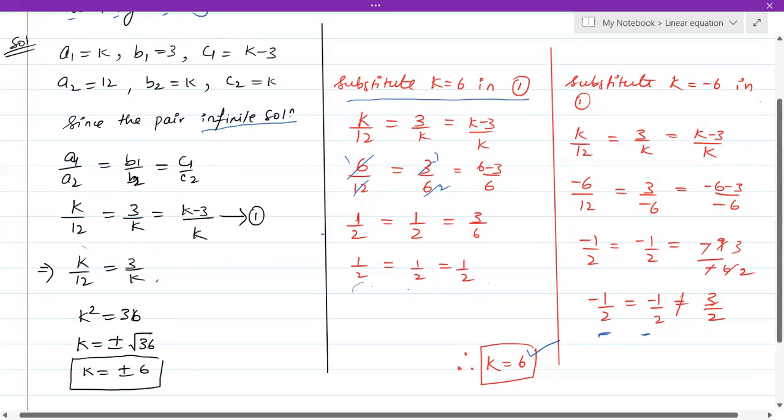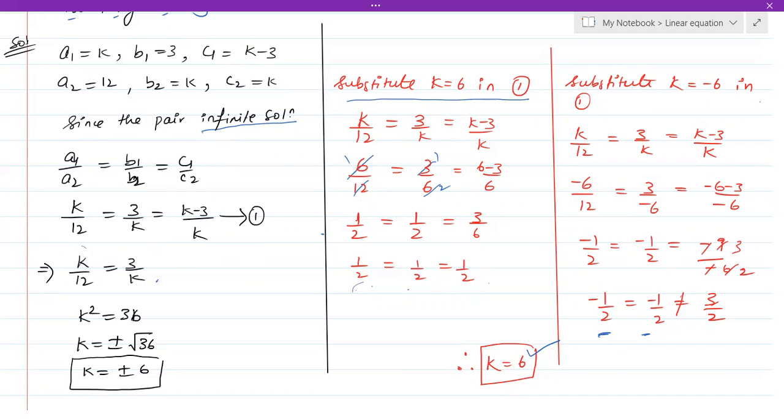Now, let's find it for k equal to minus 6. So again, in the equation, wherever k is there, I've substituted minus 6.